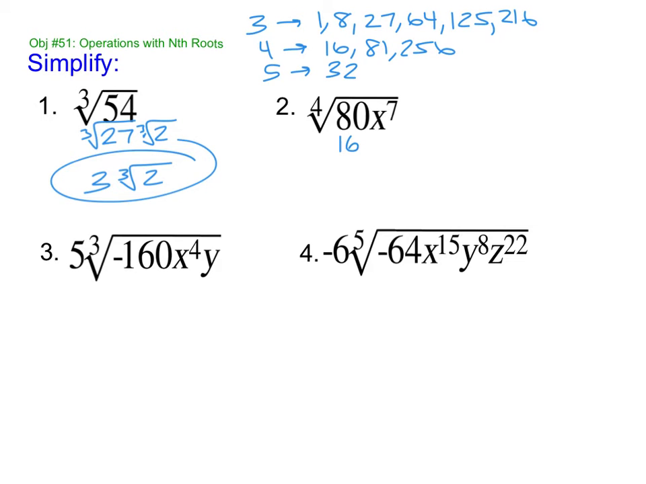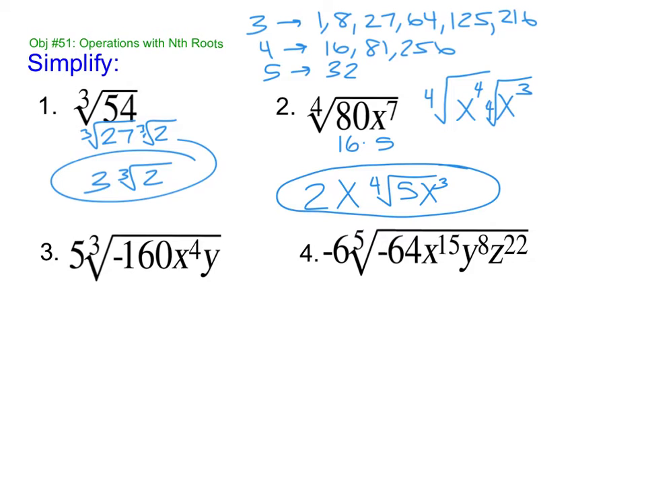What perfect fourth goes into 80? That's 16. 16 and 5. The fourth root of 16 is 2. The 5 goes on the inside. X to the 7th, remember that's x to the 4th times x to the 3rd. Right? The fourth root of x to the 4th is x. What times itself 4 times is x to the 4th. So there's an x on the outside, and that x cubed goes on the inside.